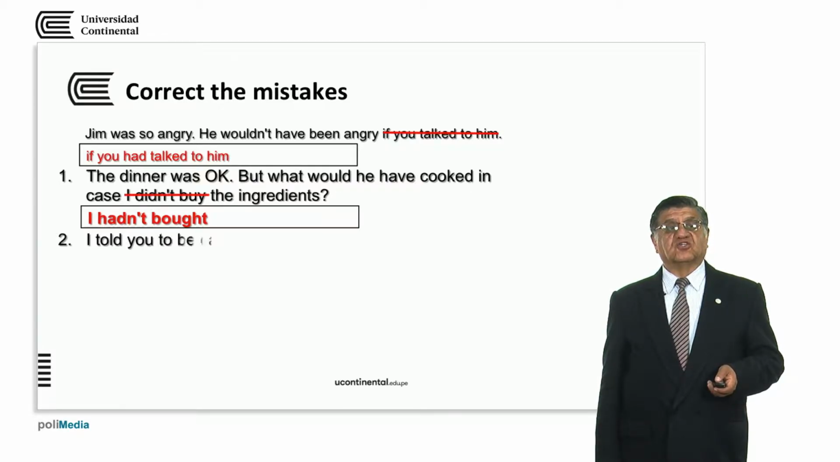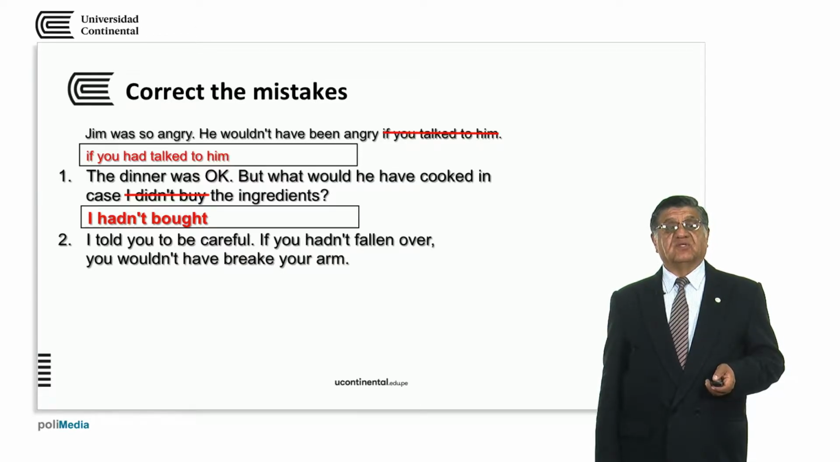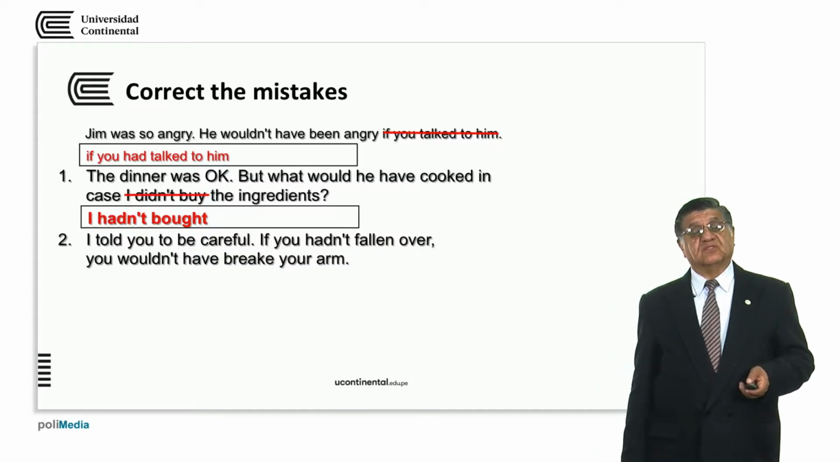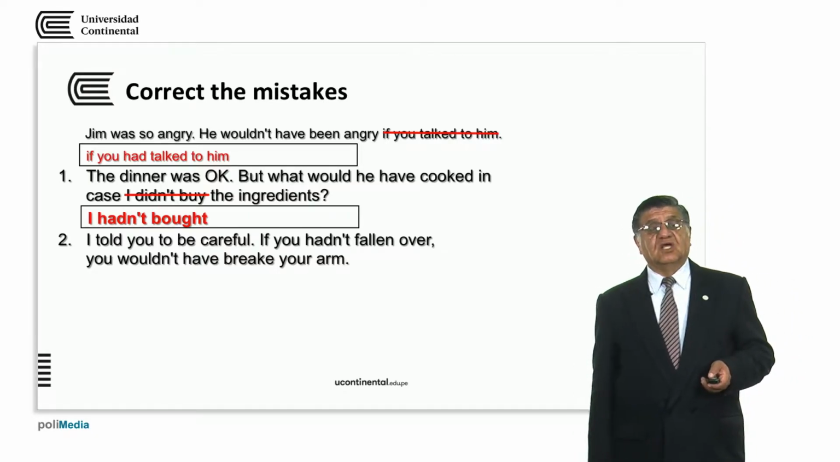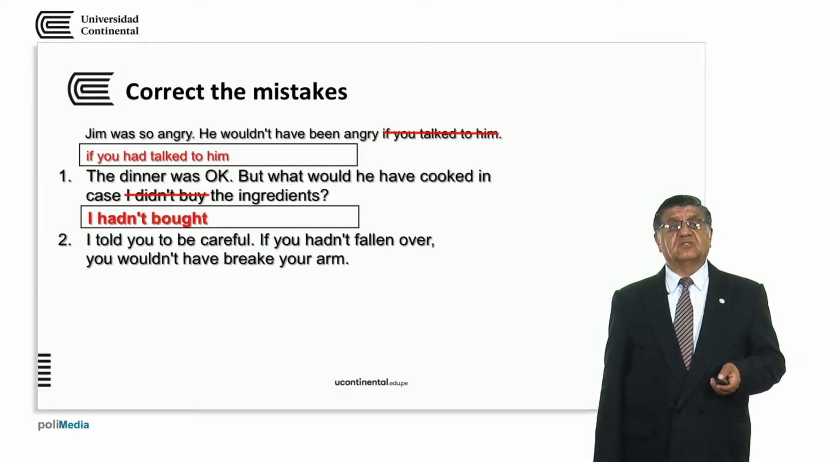Didn't buy because should be in the past perfect. Okay, this is a very special case in which we don't use the if clause. Instead of the if clause, we have in case. There are many forms. English is also a very rich language. Okay? I told you to be careful. If you hadn't fallen over, you wouldn't have break your arm.